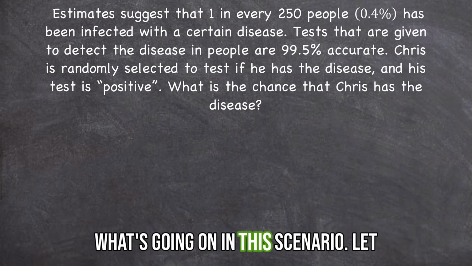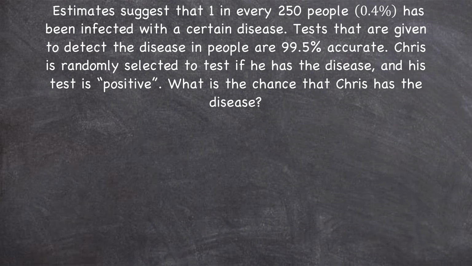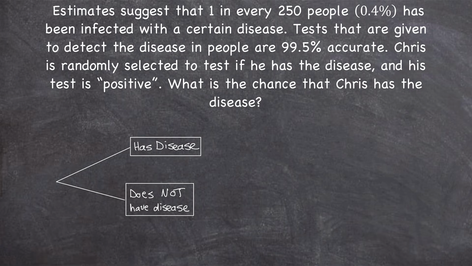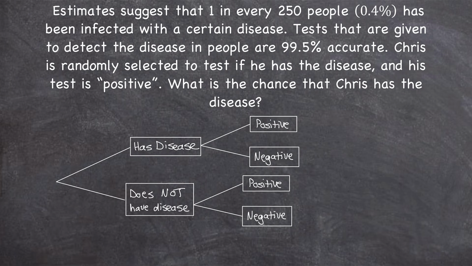Now, the answer to this question is actually a little bit counterintuitive. To understand what's going on in this scenario, let me draw a tree diagram. Now, a randomly selected person either has the disease or they don't have the disease. And then no matter whether the person has the disease or does not have the disease, the test is either going to be positive or negative. And now let me fill in some probabilities. There's only a 0.4% chance that a randomly selected person has the disease. So as a decimal, if I divide that by 100, that's 0.004, which means the probability that they do not have the disease would be the complement of that, which I could calculate by doing 1 minus that probability, which is 0.996.